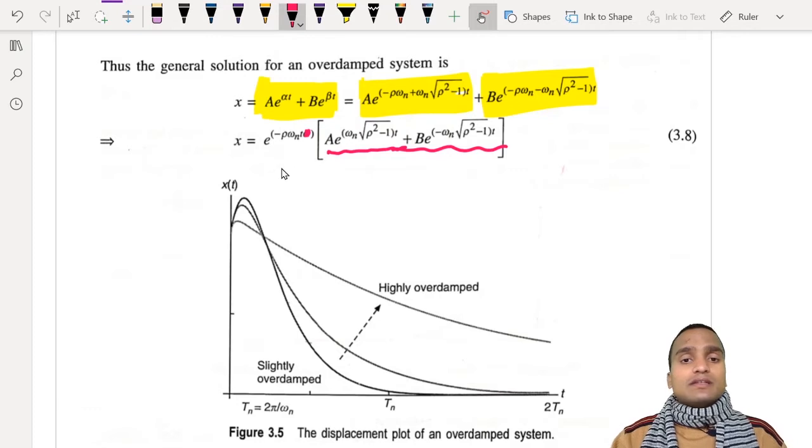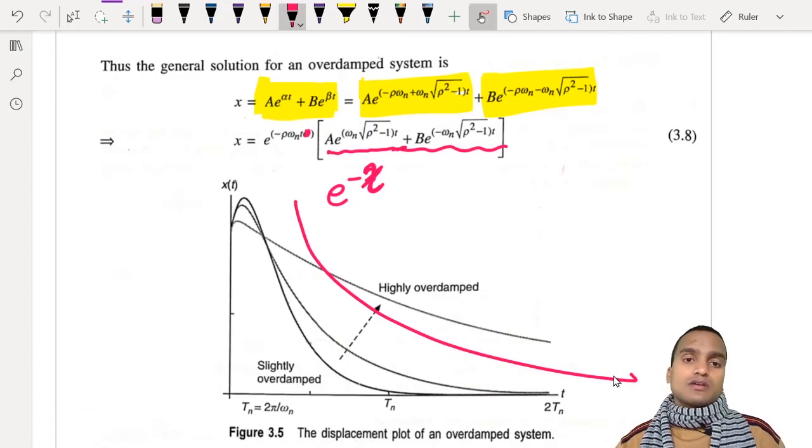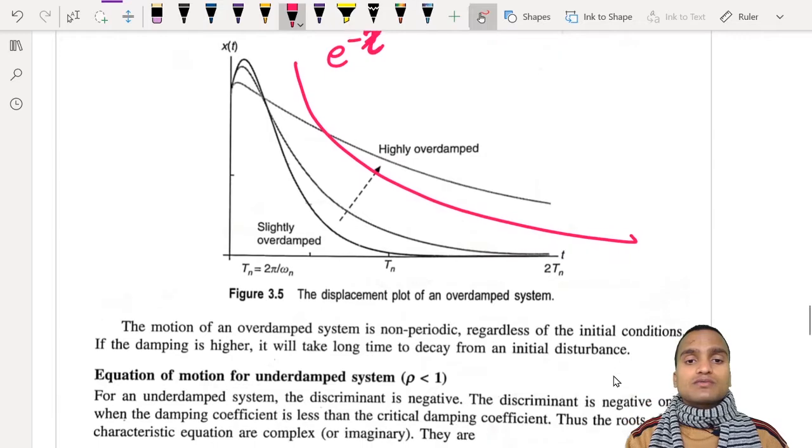So if we see, this equation also is in the term of e to the power minus t, that is an exponential graph. Exponential decay looks like this only. Okay, it's an exponential decaying, so the graph will look like this only.